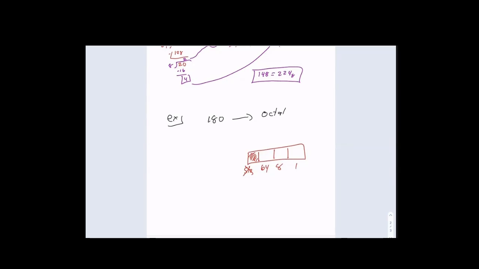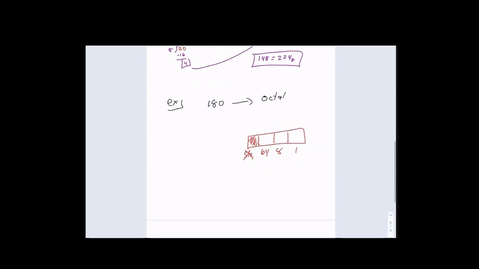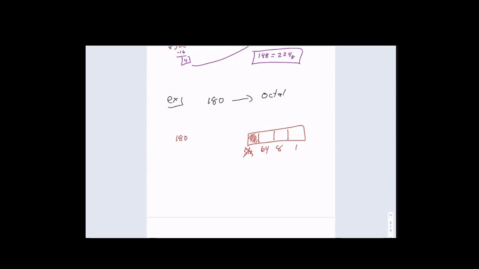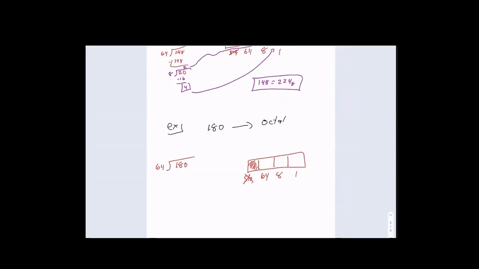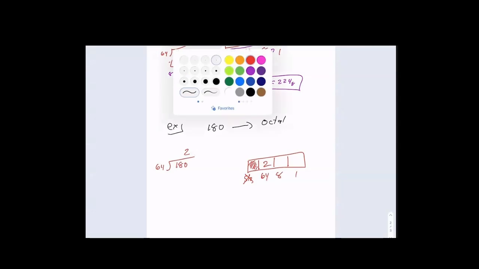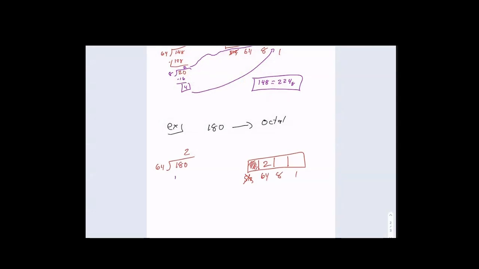Now, if the number you use was bigger than 512, then we would have gone one more step, one more division. So 180, we're going to divide that by 64. How many times does 64 go into 180? 2 times. So there goes my 2 right there. That's 128 that we subtract, and doing that gives me a remainder of what?